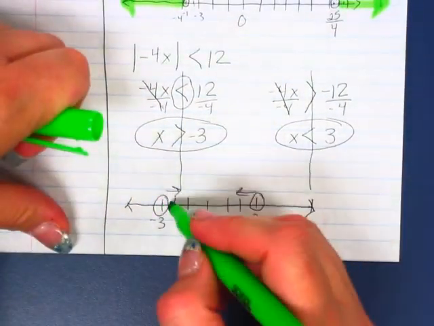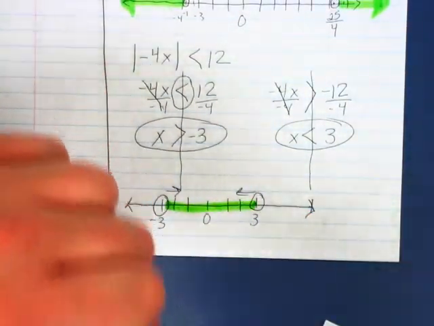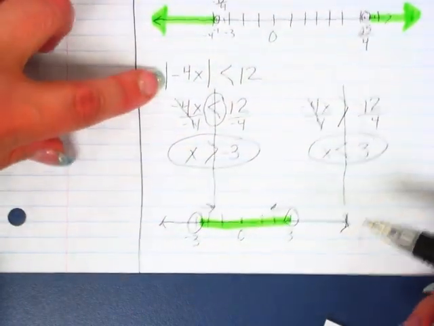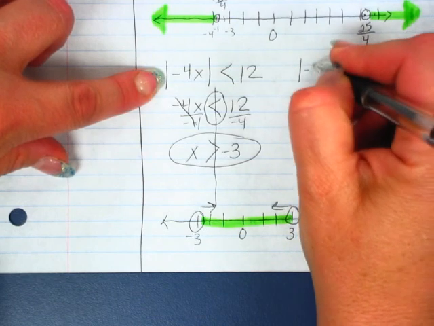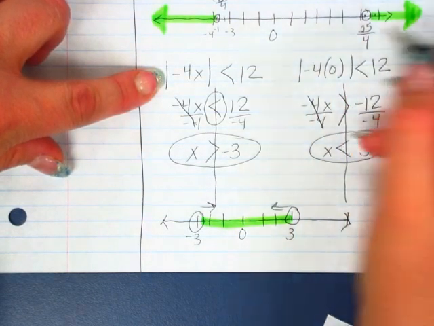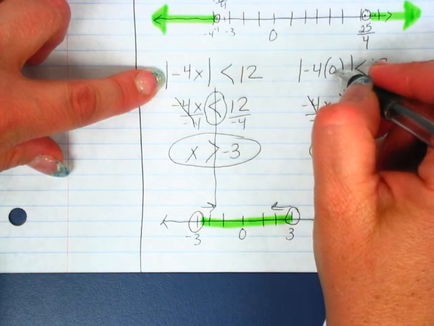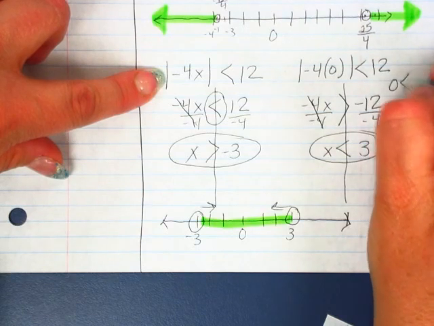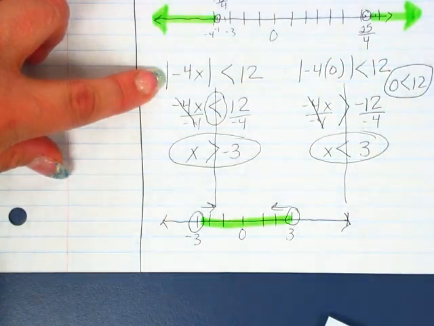And again, we can go back and check our answer. We can say, okay, there's a 1 in here. Or actually, use your 0. It's in the middle. Let's go ahead and plug it in. The absolute value of negative 4 times 0, is that less than 12? Negative 4 times 0 is 0, and the absolute value of 0 is less than 12. And so it does work.